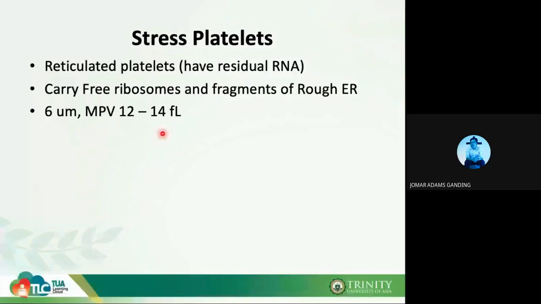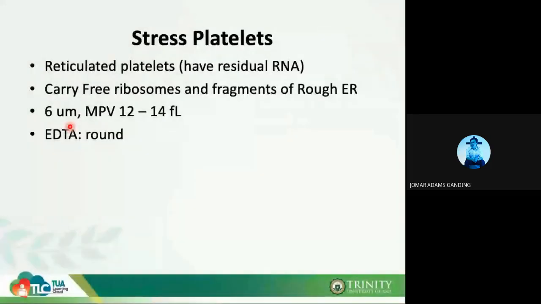But during the release of your stress platelets, we have around 12 to 14 femtoliter and 6 micrometer in size. These stress platelets also tend to round up if collected in your EDTA tubes. But if collected in your citrate, they actually appear to be cylindrical and beaded in appearance.